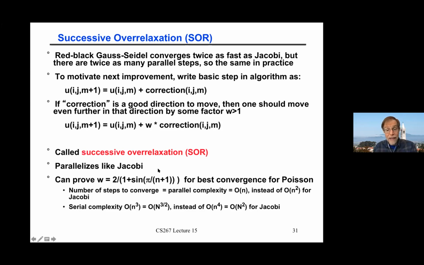In the case of Poisson, it's well known how to pick the optimal w, and it's just a little bit less than 2. I'm not going to do the math here. But if you basically double the correction approximately, then the number of steps to converge goes down by the square root. So instead of taking n squared steps to converge, little n squared, you take little n steps to converge, which drops the serial complexity down to the number of unknowns to the 3 halves instead of the number of unknowns squared. So that is an asymptotic improvement, and is well worth doing, and is also a tool that we're going to exploit inside multigrid and other optimal algorithms.